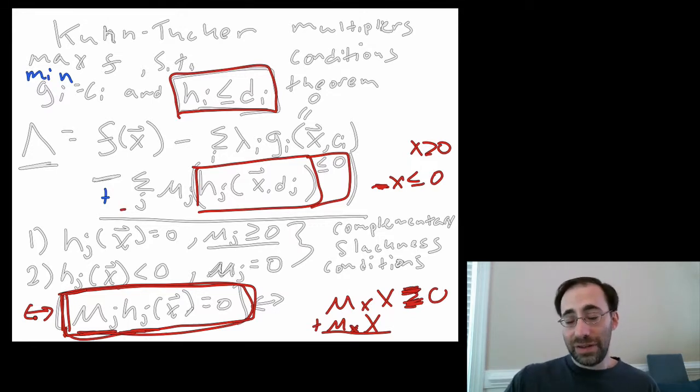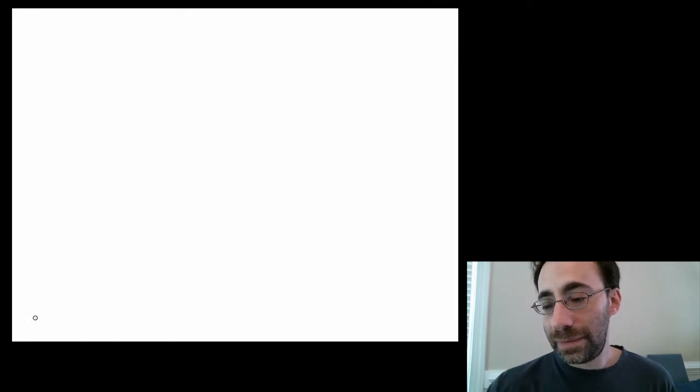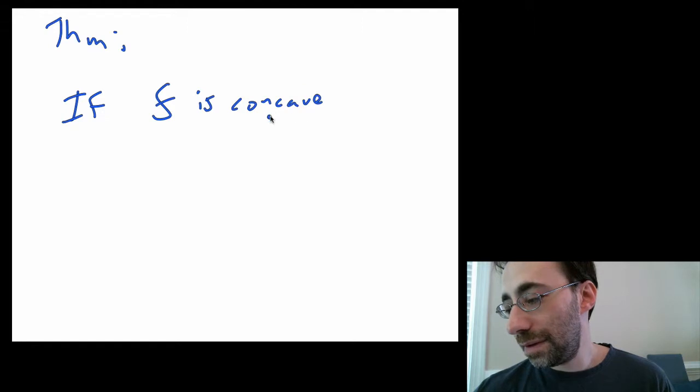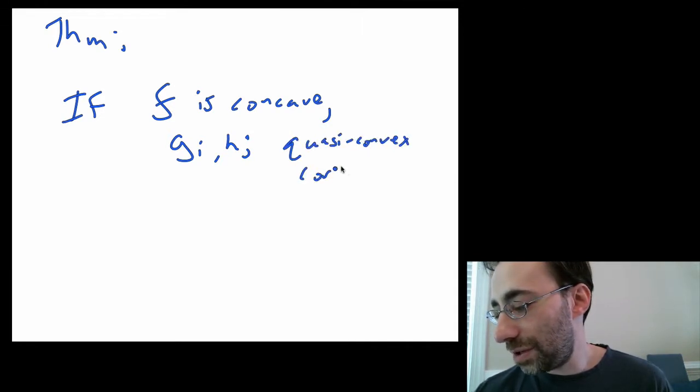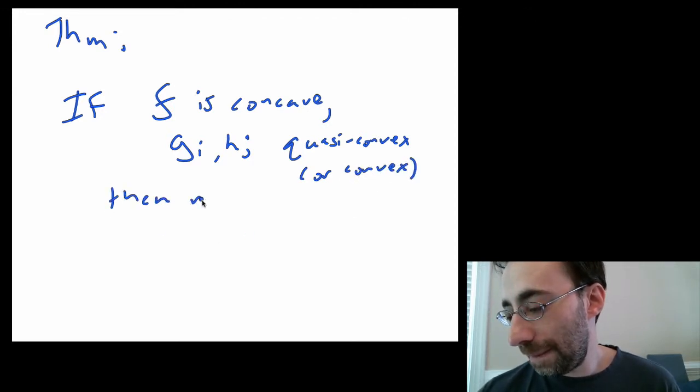And I'll write it up again. I just want to leave this up for a second. Actually, you know what? I'm going to get rid of this and write it up again. Okay. So the Kuhn-Tucker theorem. If f is concave, and all the gi and hi are quasi-convex, or convex, which is stronger, then you have a maximum.